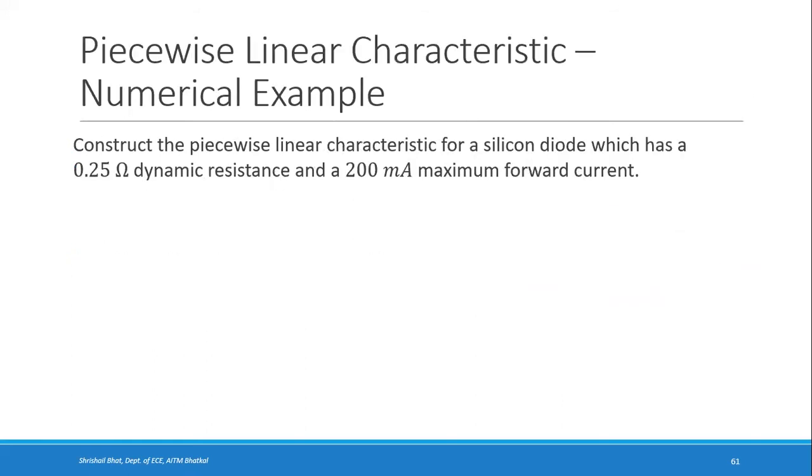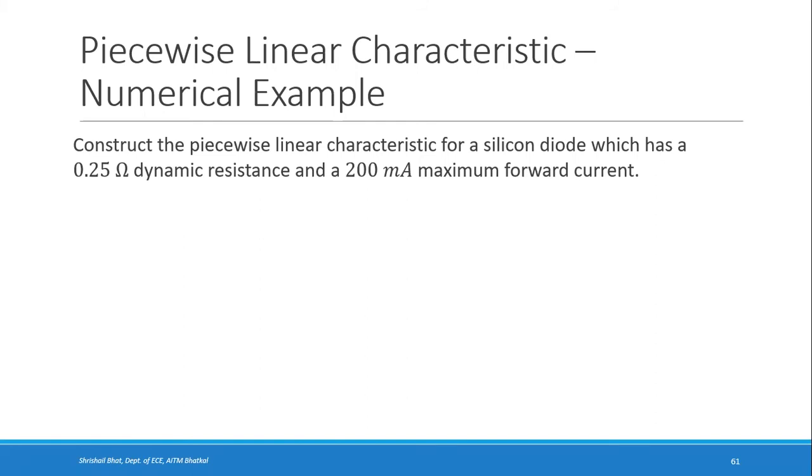So here there is an example to construct the piecewise linear characteristic for a silicon diode, which has a 0.25 ohm dynamic resistance and 200 milliamps maximum forward current. So what are the things given here? The diode is given as silicon diode. For silicon diode, what is the forward voltage drop? Please reply. Yes, 0.7 volts. Okay. And what is given? Dynamic resistance is given, that is RD. And 200 milliamps is given as maximum forward current.